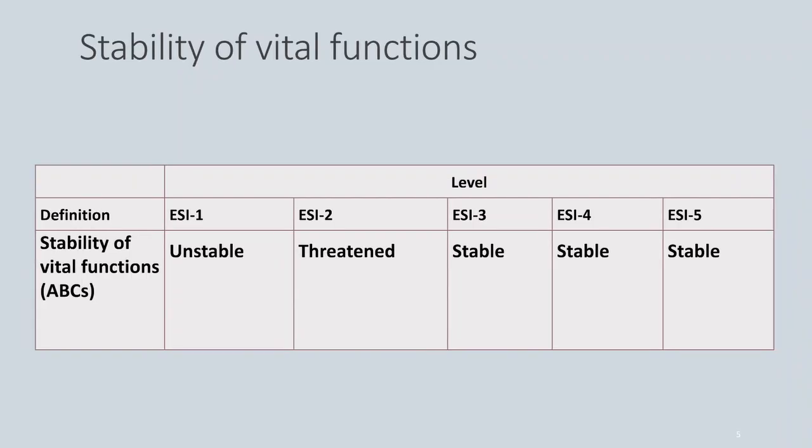So let's start to break these down by algorithm. And we're going to start by talking about vital functions, okay? If they're an ESI 1, their vital functions are completely unstable. If they're qualified as an ESI 2, their vital functions are threatened, but relatively stable. An ESI 3, 4, or 5, they are likely to have their vital functions, their ABCs, stable.